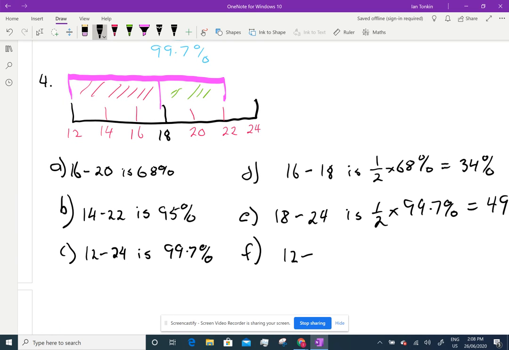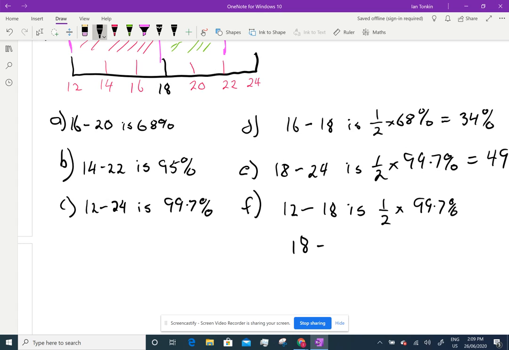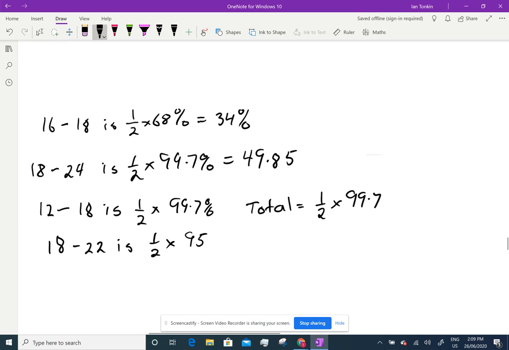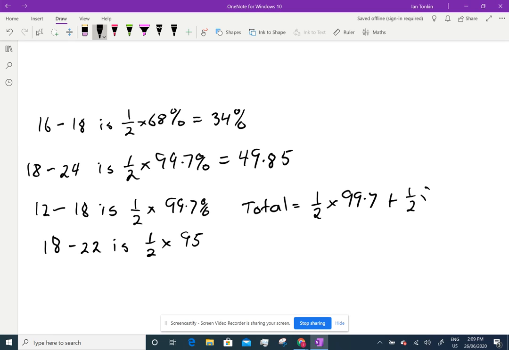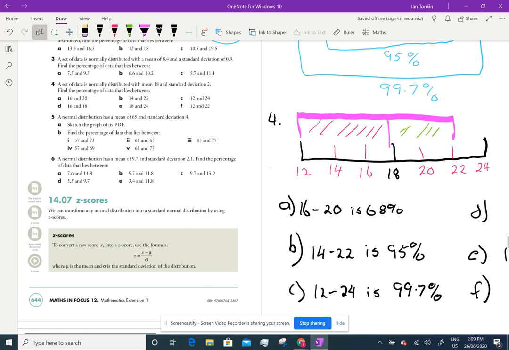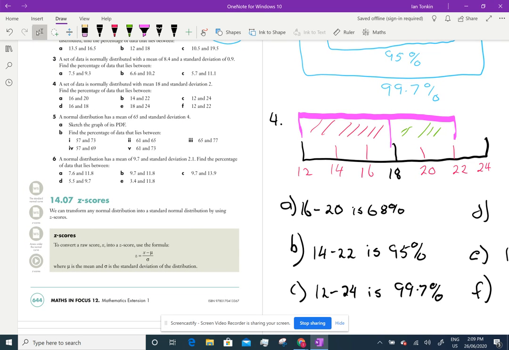So 12 to 18 is a half times 99.7. And 18 to 22 is a half of 95. So the total equals a half times 99.7 plus a half times 95, which gives me 97.35%. And that's how tricky they'll get it. That's as tough as you need to get. In question 5, the questions are similar.